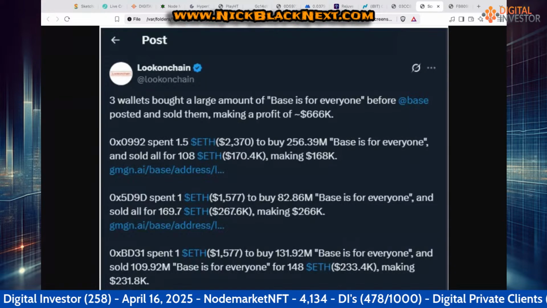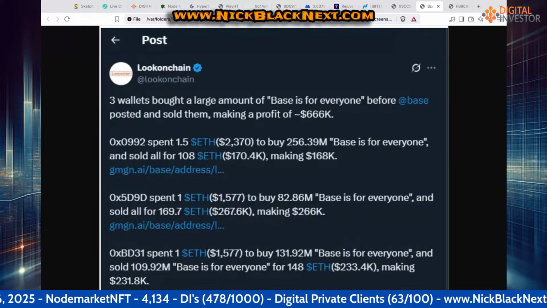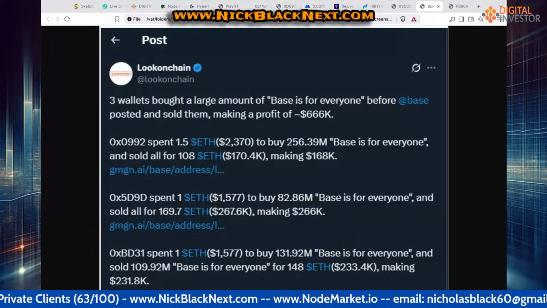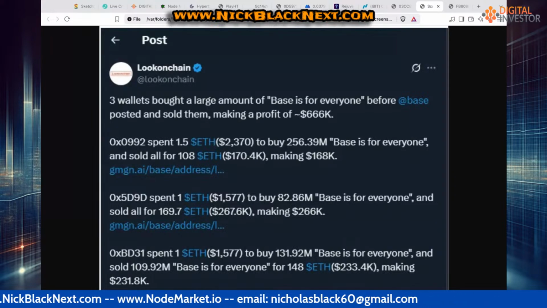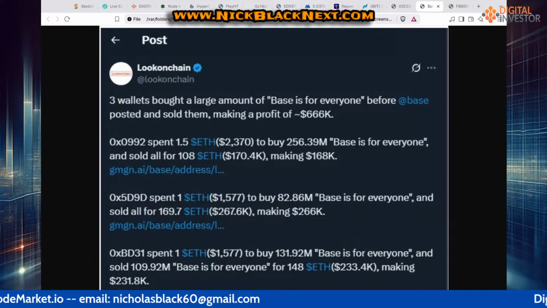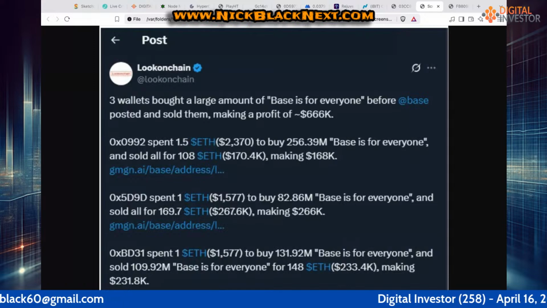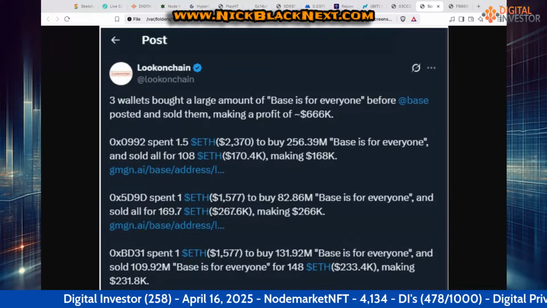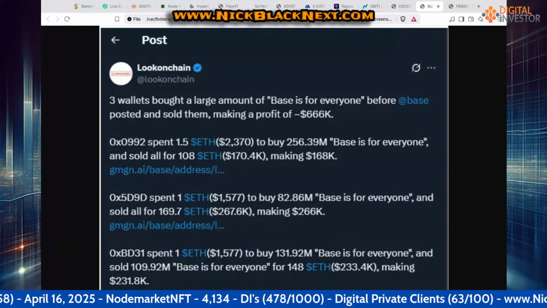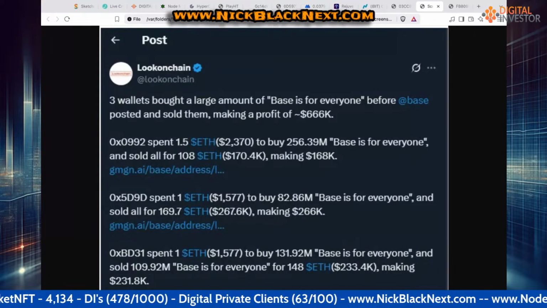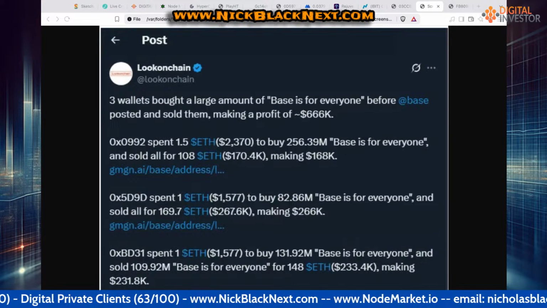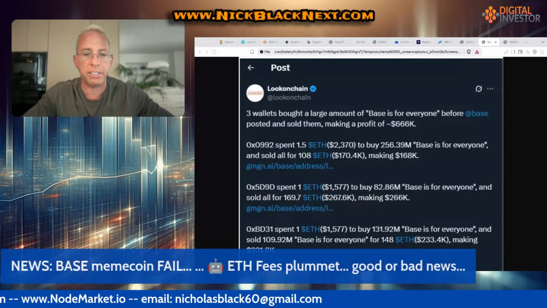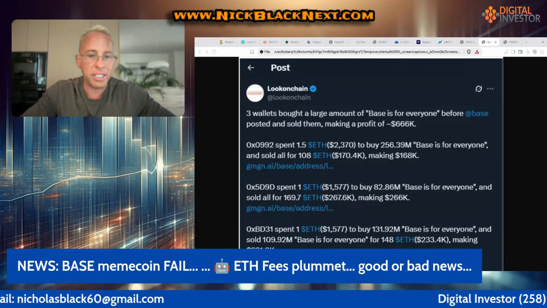Remember, Base for everyone. The next wallet spent one ETH. They booked $266,000 profit. Remember, Base for everyone, except it's really for these three wallets. And I feel like it's probably the same person, because the third wallet spent 1 ETH to buy 131 million tokens, and they booked a profit of a cool $231.8 thousand. Base for everyone, though, right? Woo! So my sketch meter goes up when I hear some crap like that. Anyway, Base for everyone, I guess.